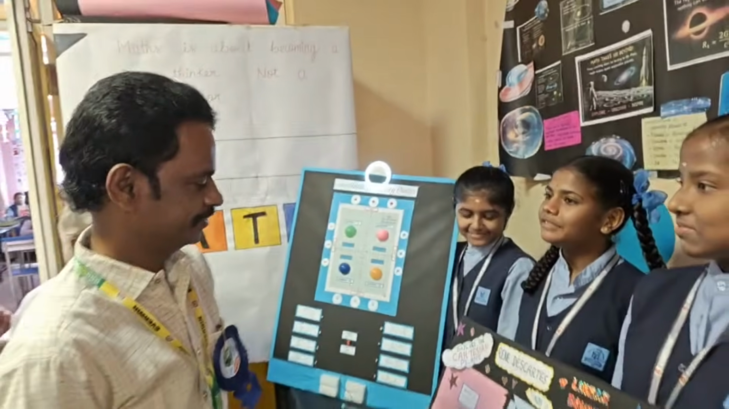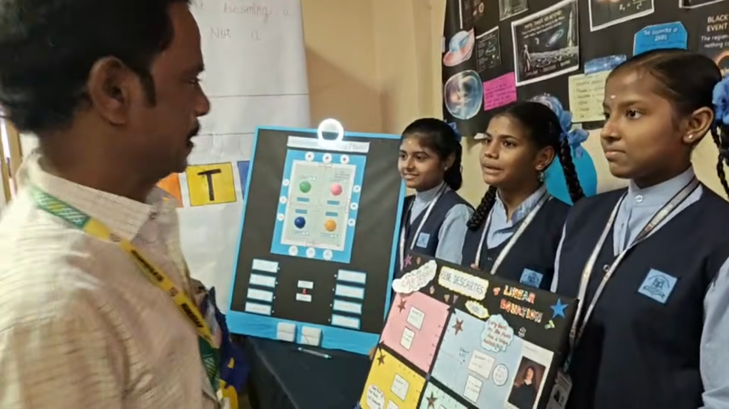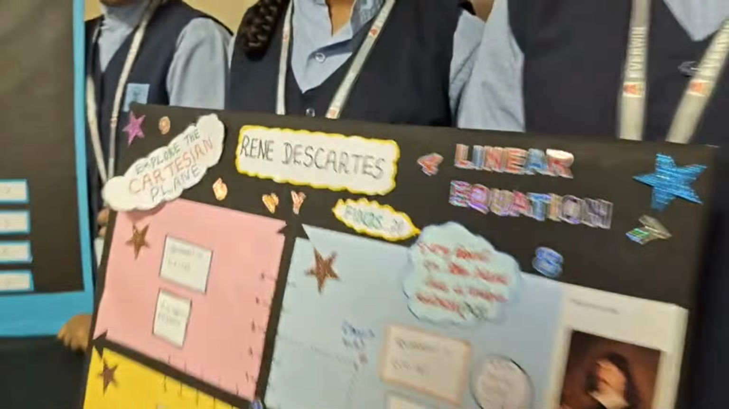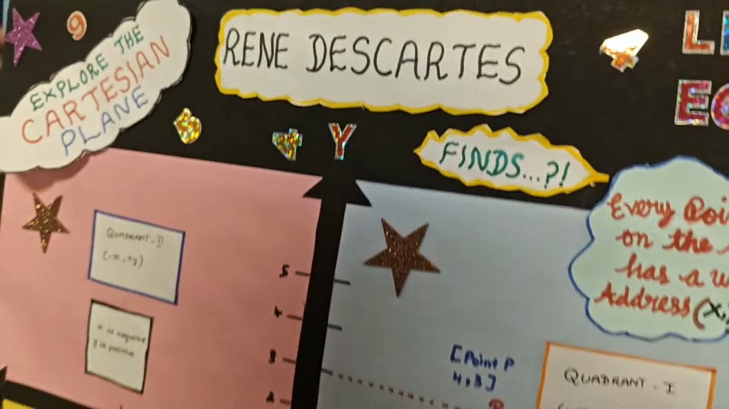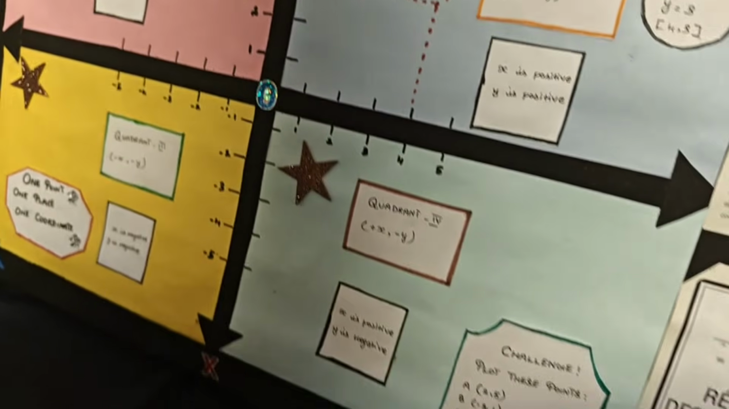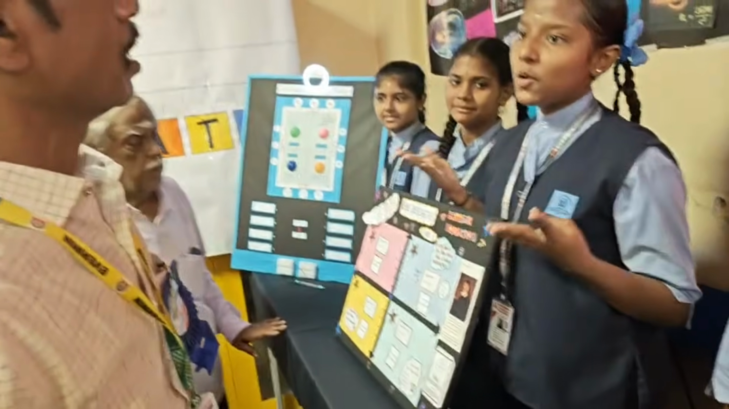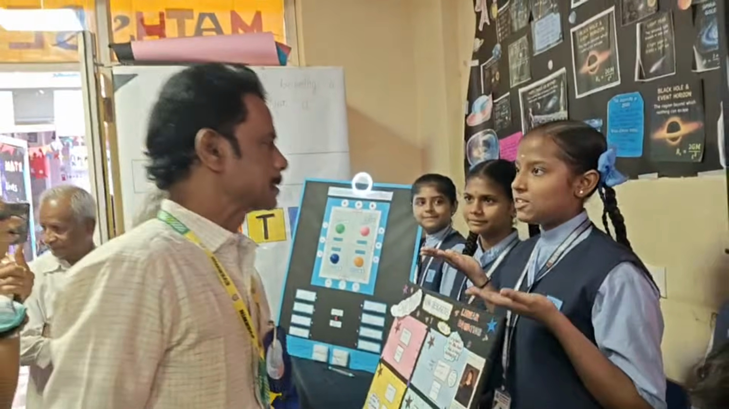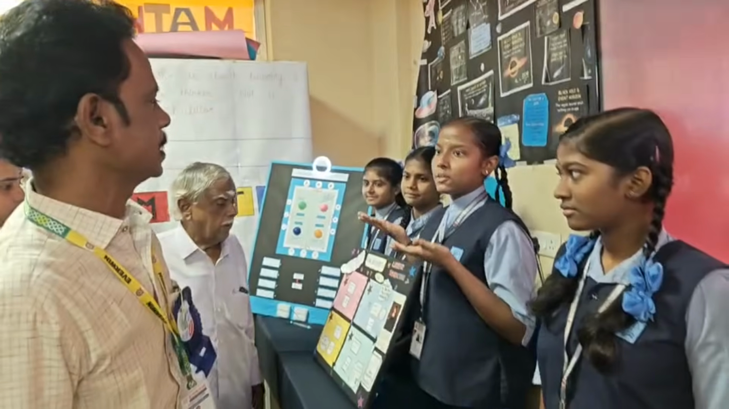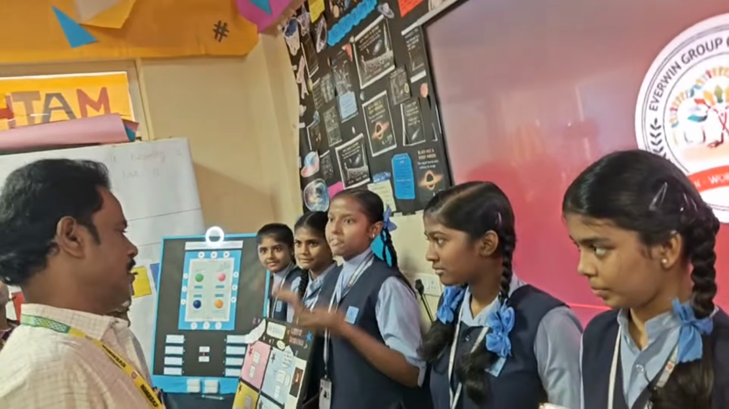The Cartesian plane is a flat surface used to locate points using two number lines. The horizontal line is called the x-axis and the vertical line is called the y-axis. The point where both lines intersect is called the origin, 0, 0. The x and y axis divide the Cartesian plane into four quadrants. Quadrant 1, x is positive, y is positive. Quadrant 2, x is negative, y is positive. Quadrant 3, x is negative, y is negative.